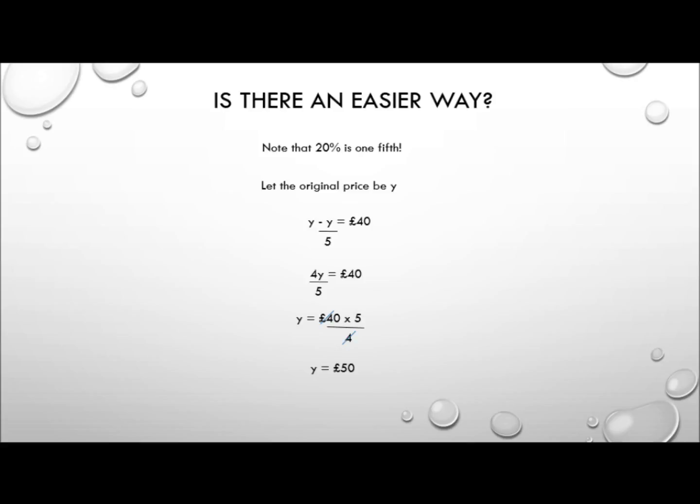Well, if we remember that 20% is 1/5, then the calculations become a little bit easier. So we let the original price be y, so y minus 1/5 of y is £40, so 4/5 of y is £40, so y is equal to £50.